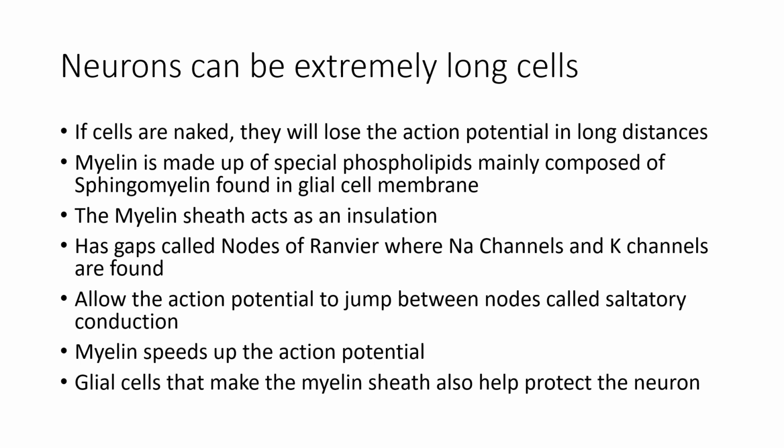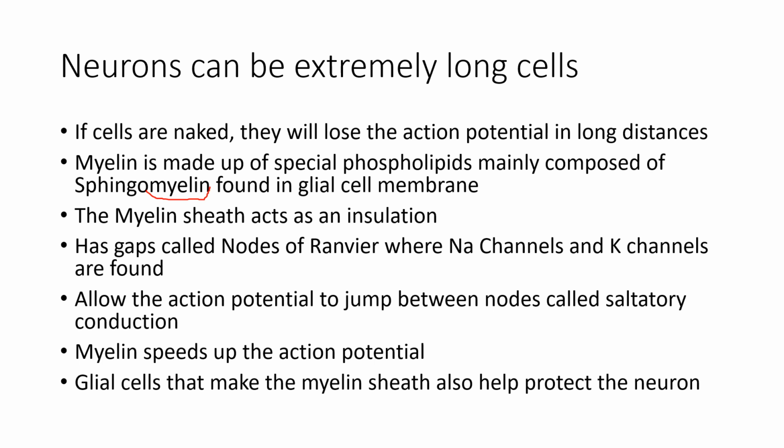Now, one of the things that happens is neurons can be extremely long cells. If these cells are naked, they lose the action potential over long distances. That's why most of the longer ones tend to be myelinated, and the ones that are not myelinated are usually short. Myelin is made of a special phospholipid, by the way. It's called sphingomyelin. You'll notice that you have the word myelin here. And they're found in glial cell membranes. These wrap themselves around the axon.